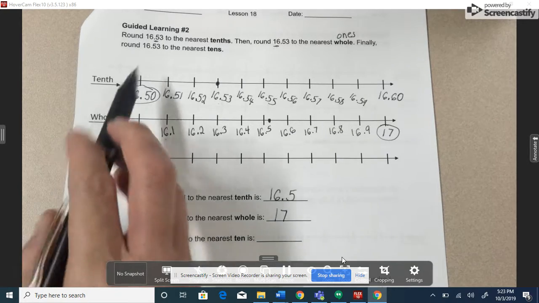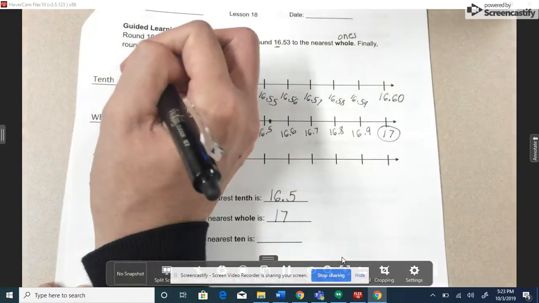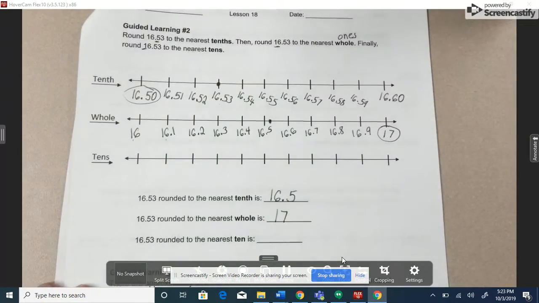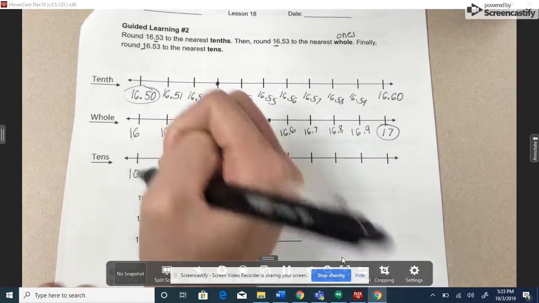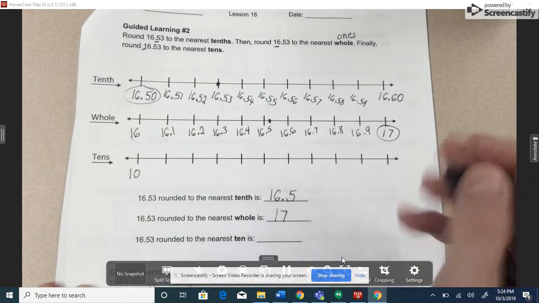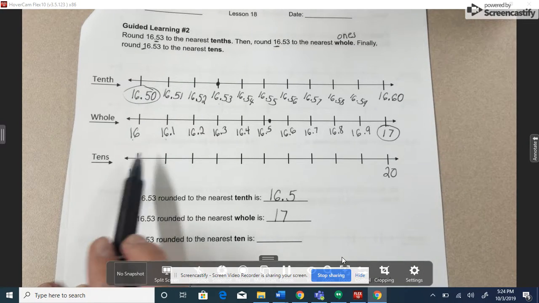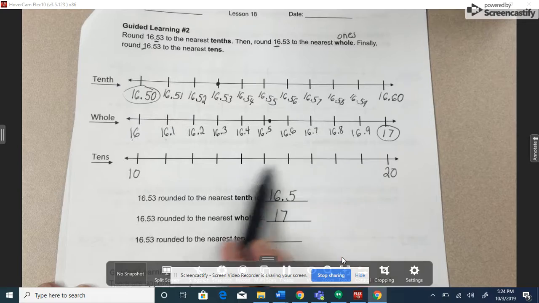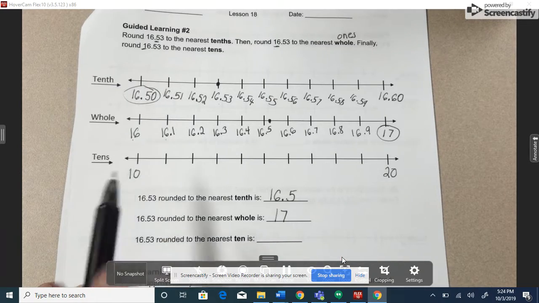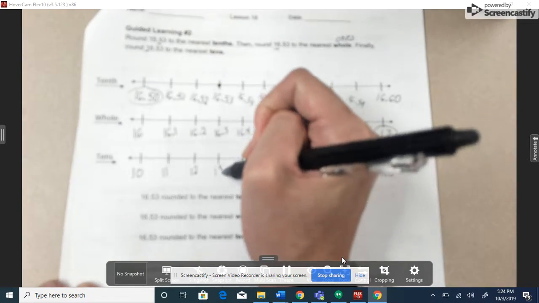Lastly, I'm going to round 16 and 53 hundredths to the tens place. I'm going to look and I see, oops, I have 1 ten. So I'm going to start my number line at 10. Add 1 ten to the 1 ten we already have. That's 2 tens, or 20. I know to get from 10 to 20 with 10 spaces in between, I'm going to add 1 each time. So I'm going to put 11 here, 12, and so on.